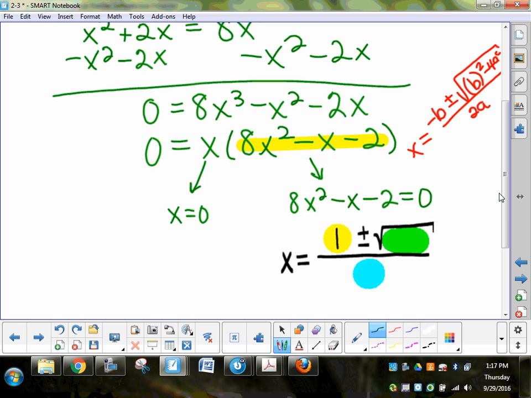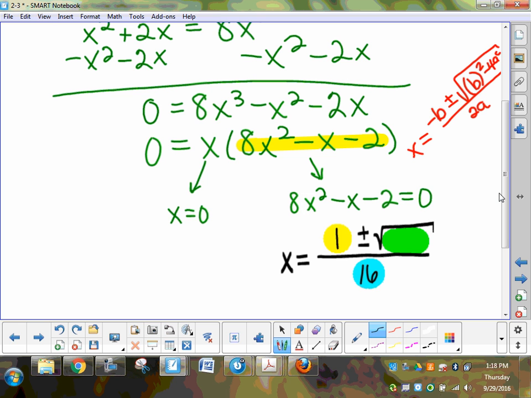Which one is easier to find, the green or the blue? The blue. Hands up, please, and tell me what the blue value is going to be. 16. Now, I need you to find the green value. So you're going to go to your calculators right now, and in parentheses, put the b value, get out of the parentheses, square it, minus 4 times the a value times the c value. That's called the discriminant. It's a special kind of radicand.